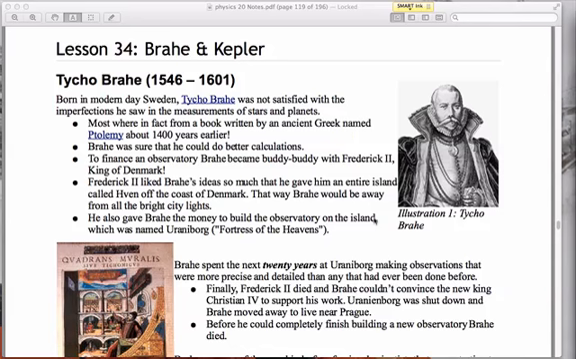Alright, this is just a quick overview of Lesson 34 and Lesson 35. The actual amount of content in these two lessons is pretty low, so just pay attention as we go along, and it goes pretty quick.